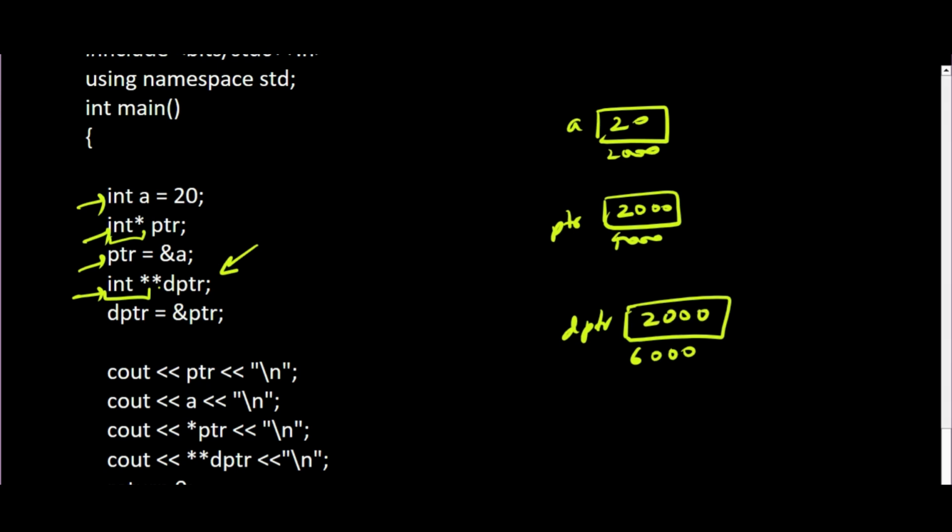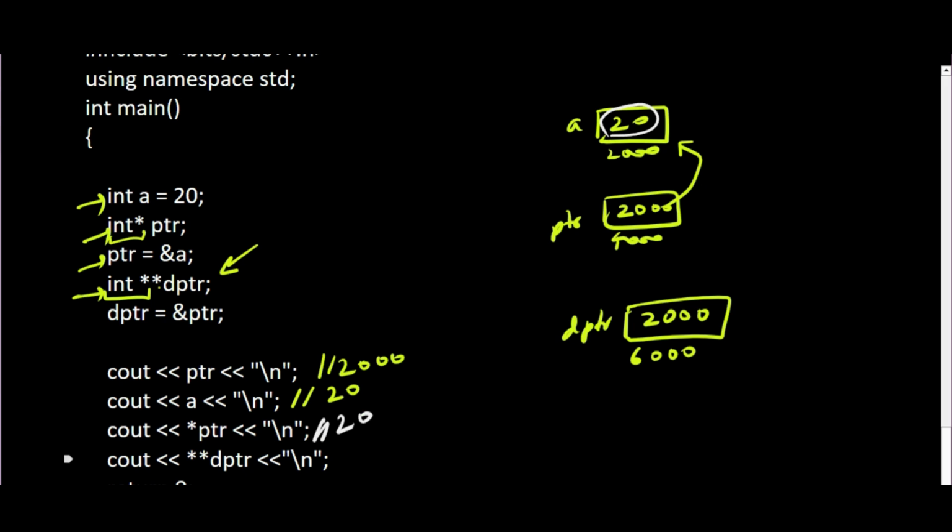and let's try to run it. So the ptr output here will be some address of ptr, that is 2000 here. Okay, and the value of a will be 20, and the value of dereference ptr, that means it will go to the address 2000 and see what's the value stored there. So the value stored there is 20. So this will output 20.